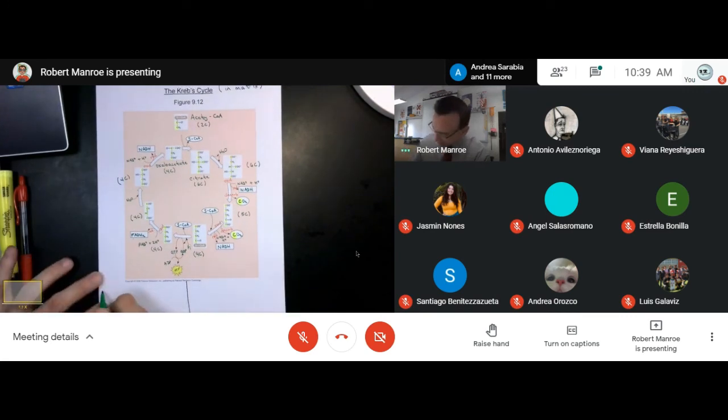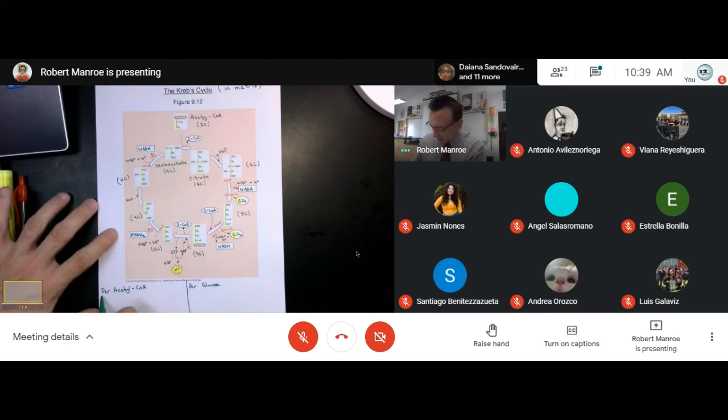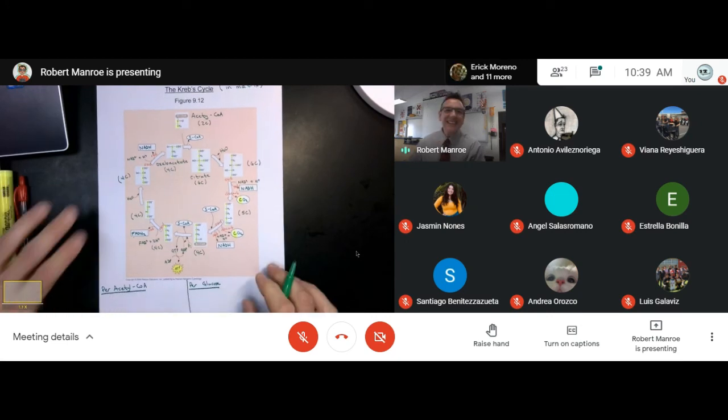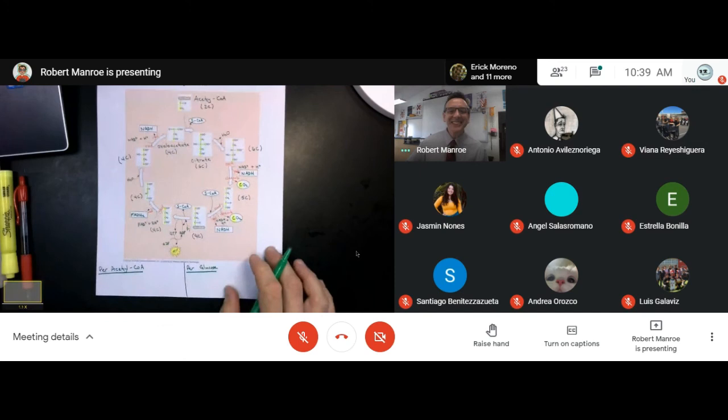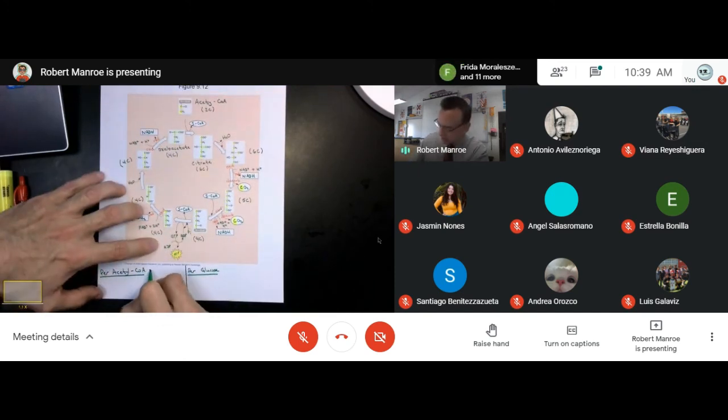So let's do per acetyl-CoA. And then over here, we'll go per glucose. I love that answer about the ATP being invested. That was an excellent answer. That was a good one. Nicely done.